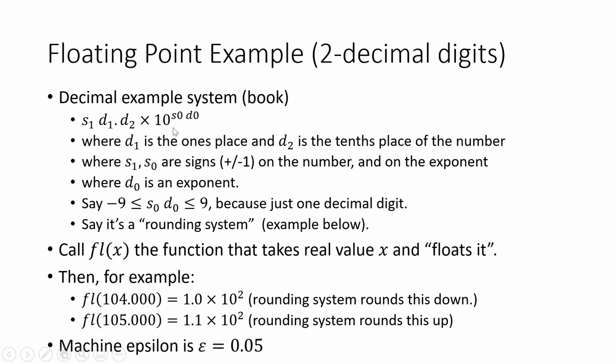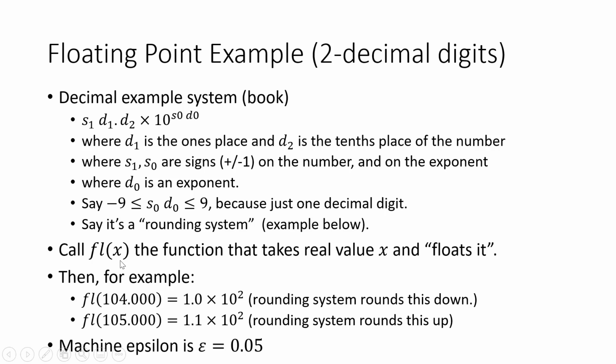It's base 10. The S0 is a sign that would go on the exponent, and then the D0 is a single digit for the exponent. So that means that the exponent can go from -9 to +9. I'm going to say that this is a rounding system, okay?